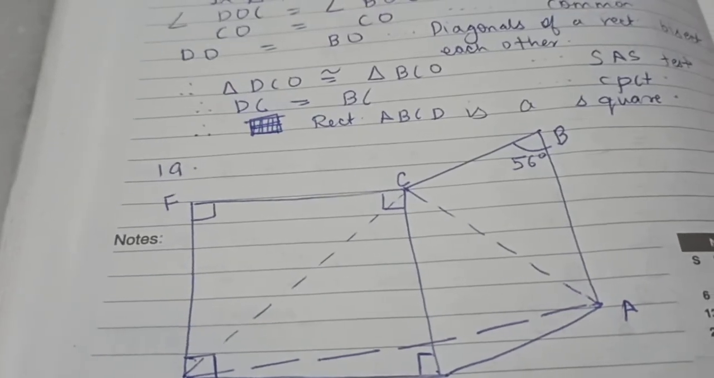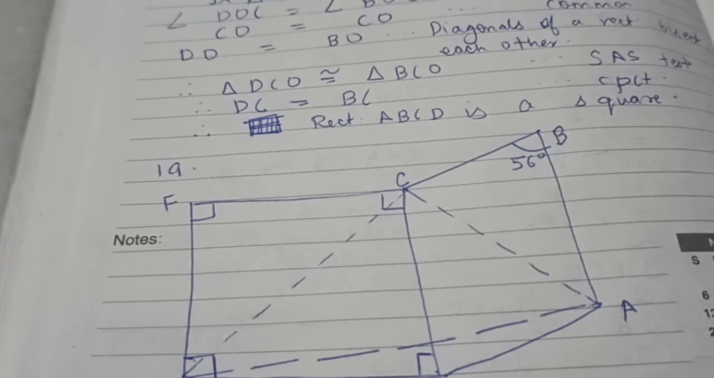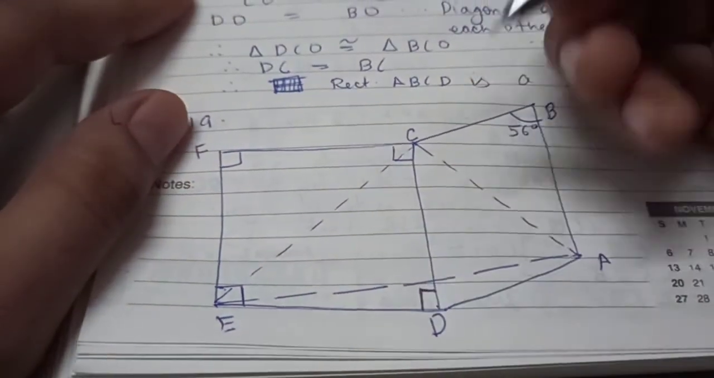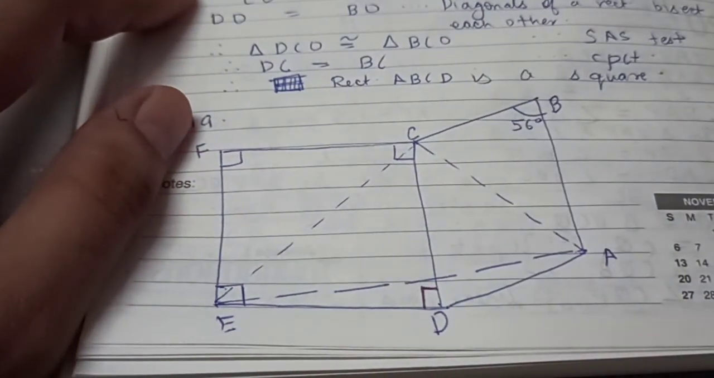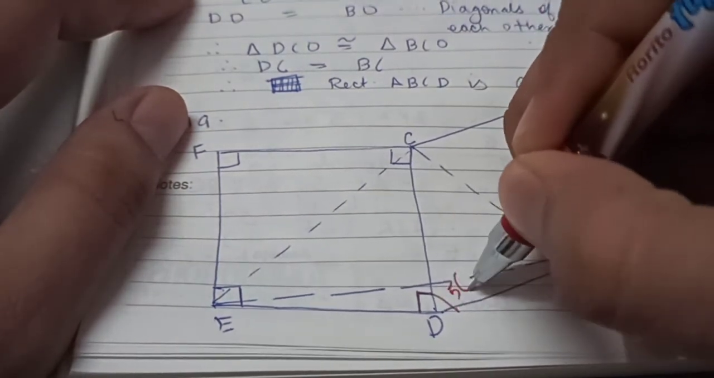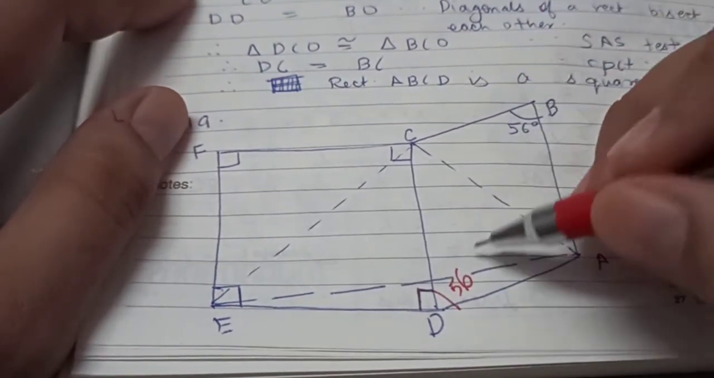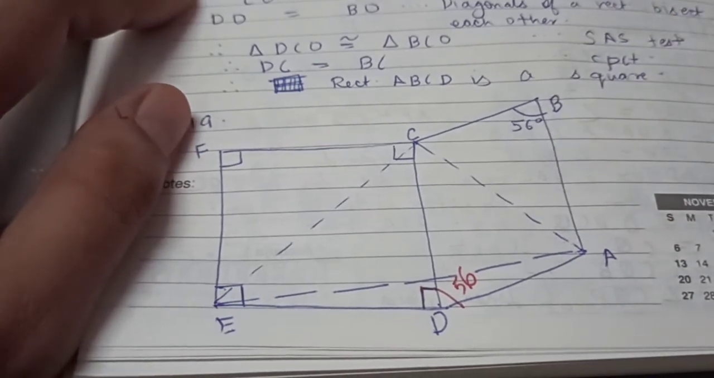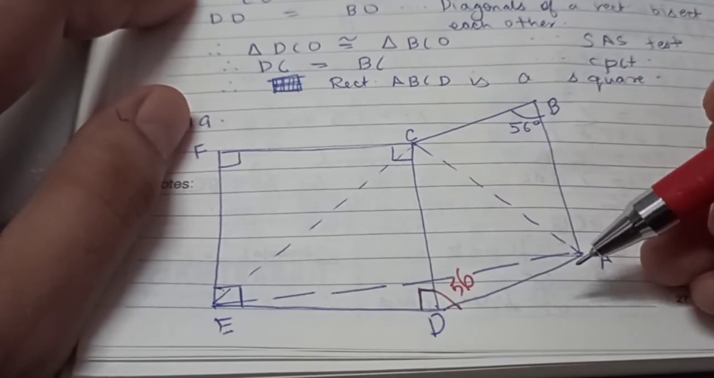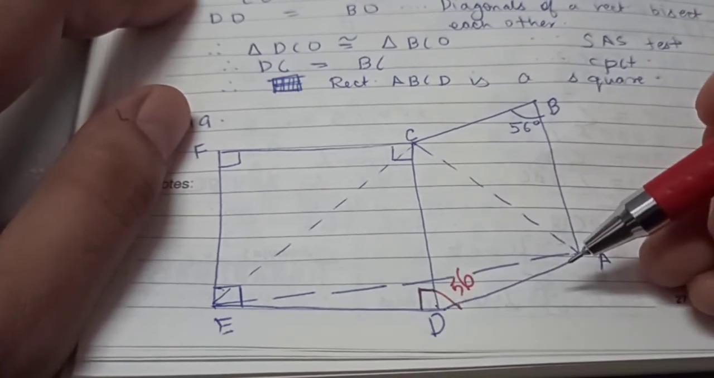First, they've asked us to find angle DAE. So first of all, this is 90 degrees, angle of a square. And if this is 56 degrees and this is also 56 degrees, opposite angles of a rhombus, yes, you have to write all these reasons. So this is entirely 90 plus 56, 146 degrees.